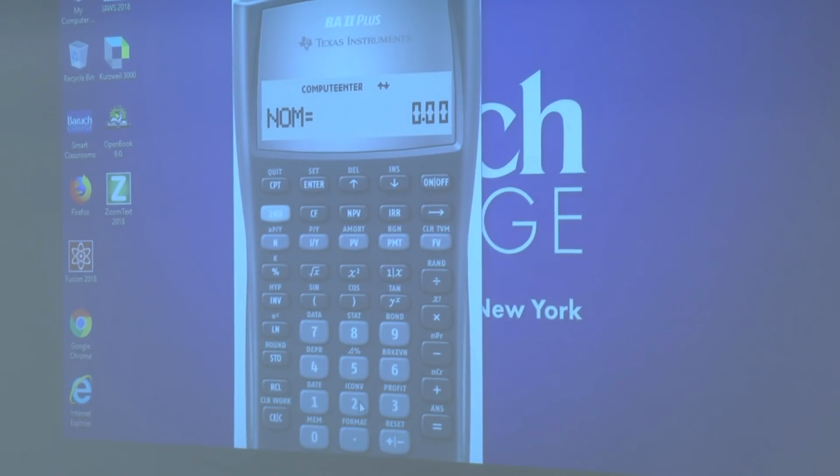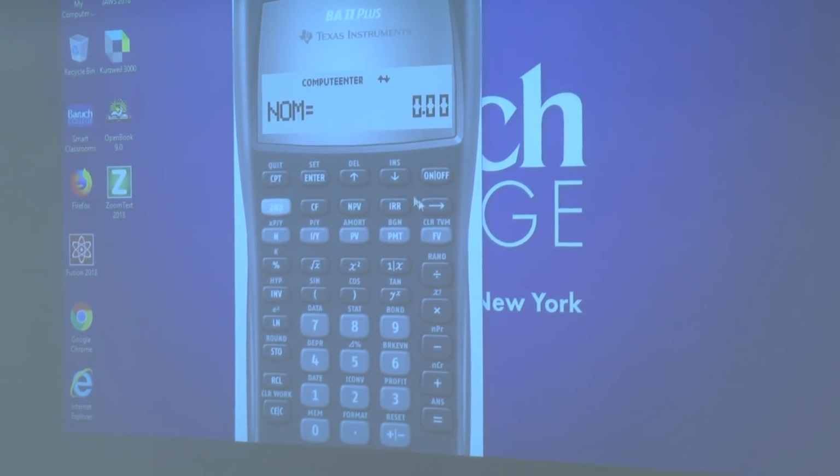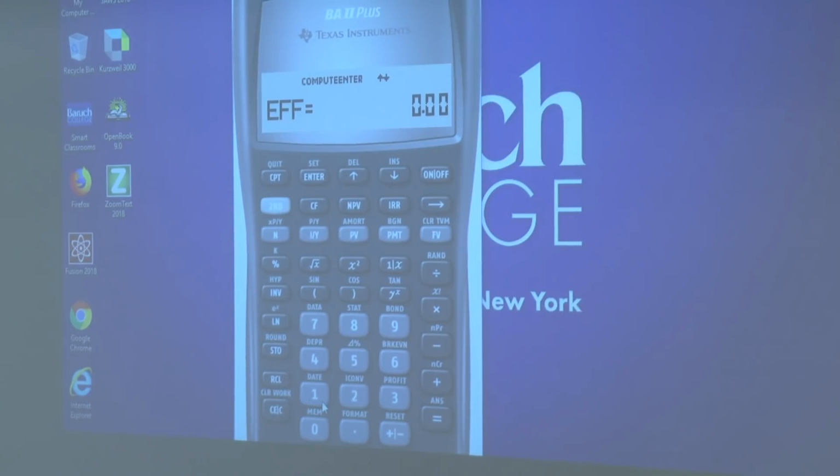Okay. So here we have effective, which is 16.08, I think. Yeah. Enter. The number of compounding periods per year is 4. Enter. And you compute the nominal. Okay?